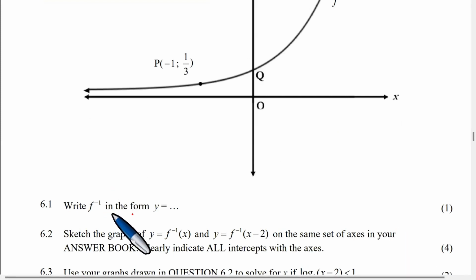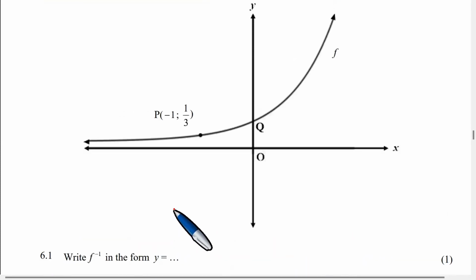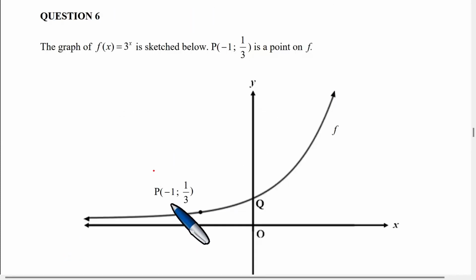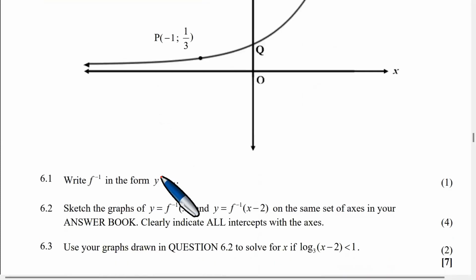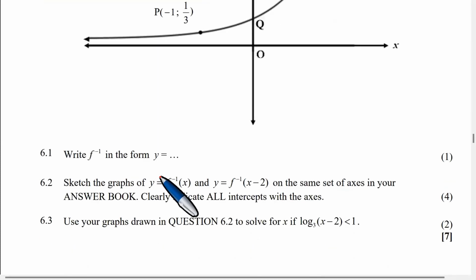Write f inverse in the form y equals something. Where is f inverse? Right, so to write the inverse, learn this now. You get this in the exam. It's already there in the final paper. So f of x is 3 to the power x.